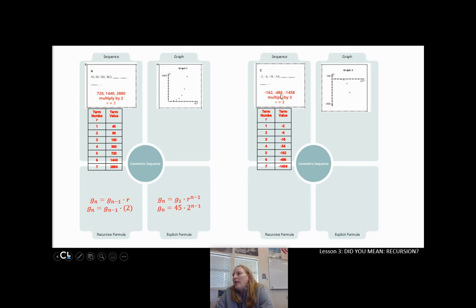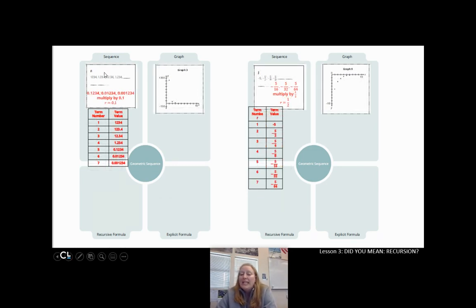So if we keep going, I can see my common ratio for sequence C is 3. So for my recursive formula, I just plugged in a 3 for my R. I can also see that my first term is -2. So for my explicit formula, I plugged in -2 for my G sub 1, and I still plugged in a 3 for my common ratio R.